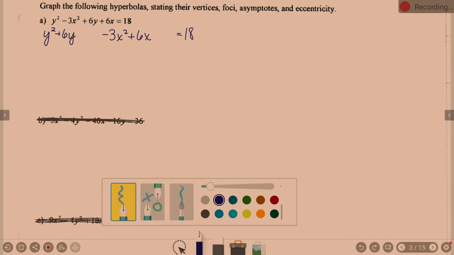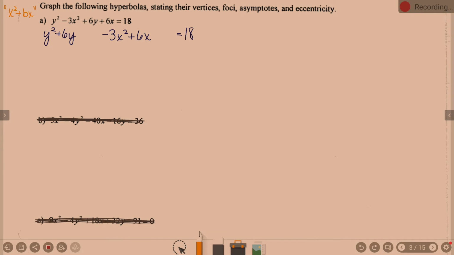Now my job is to get set up for completing the square. I say x squared plus bx because that's how we learn it, but that applies to x's and y's. In this case, y squared plus 6y is good to go. I'm just going to recopy it down and leave my gap. X's, not really good to go. Factor out the negative 3.